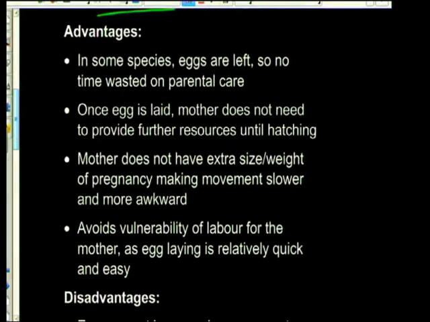Advantages? In some species, eggs are left, so no time wasted on parental care. In other words, the eggs are laid, they're left in the water, or they're left in the ground, like the locust deposits its eggs in the ground, and they go away. They don't come back to check whether these eggs are hatching or not. No time, no energy wasted on parental care.